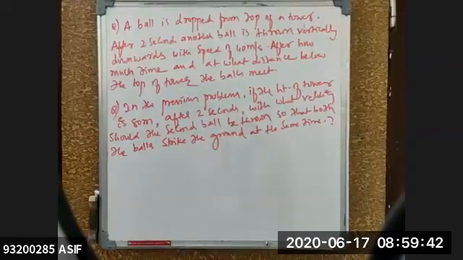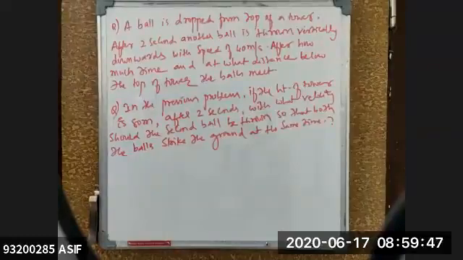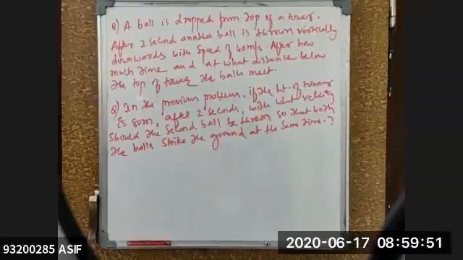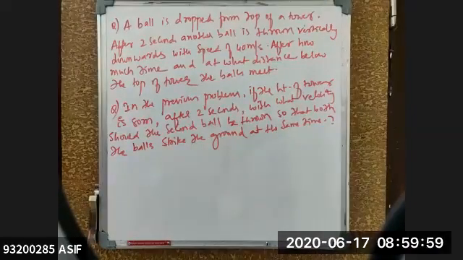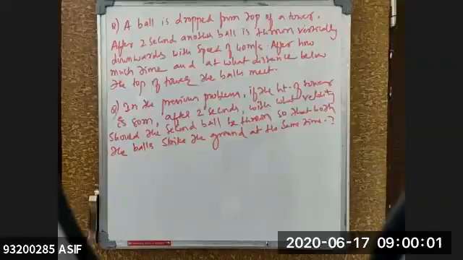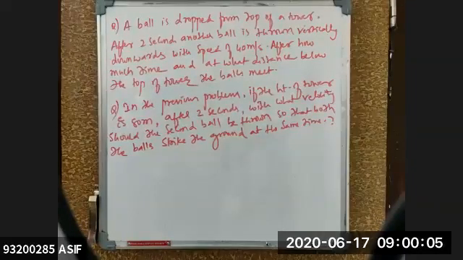Okay. So these are the two questions. You take it as homework and apply the concept which I told you in the previous case. So a ball is dropped from the top of a tower. After 2 seconds, another ball is being thrown vertically downwards with a speed of 40 meters per second. After how much time and at what distance below the top of the tower will the balls be meeting?